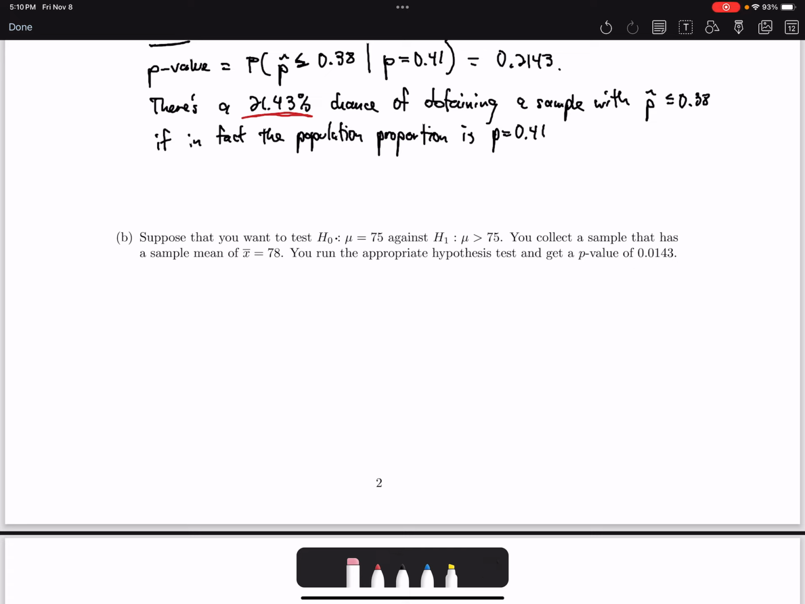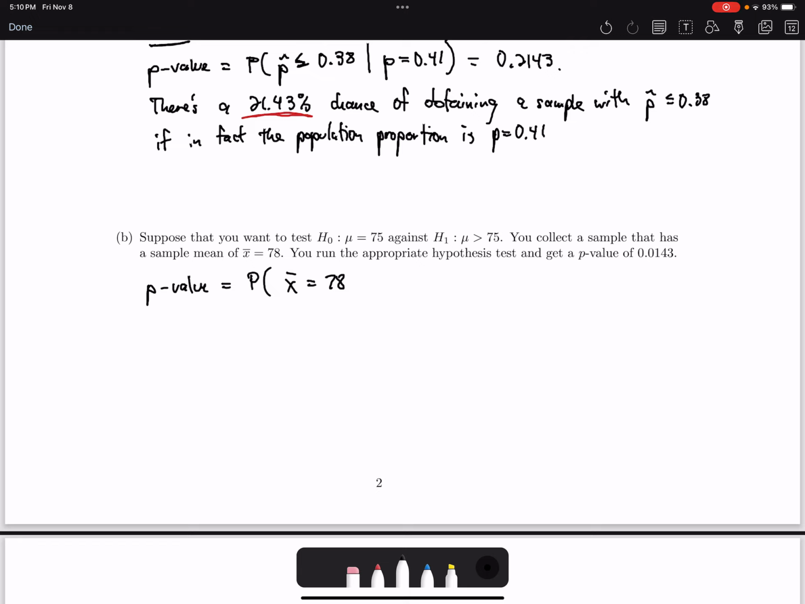So what I would say is this is the probability of us obtaining what we obtained in our sample if the null hypothesis were true. So if we assume that the true population mean is 75, then there's a 1.43% chance of us obtaining a sample mean of 78, or something more extreme than that. In math symbols, it would be this, okay? The p-value is the probability of getting a sample mean of 78, or something more extreme.